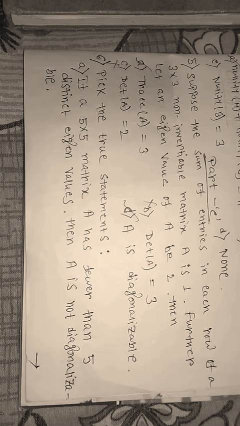Here, question number 6 says to pick the two statements. The first option is: if a 5 by 5 matrix A has fewer than 5 distinct eigenvalues, then A is not diagonalizable. A has fewer than 5 distinct eigenvalues means at least 2 eigenvalues are the same. Okay, so we know that all the eigenvalues are roots of the characteristic equation.